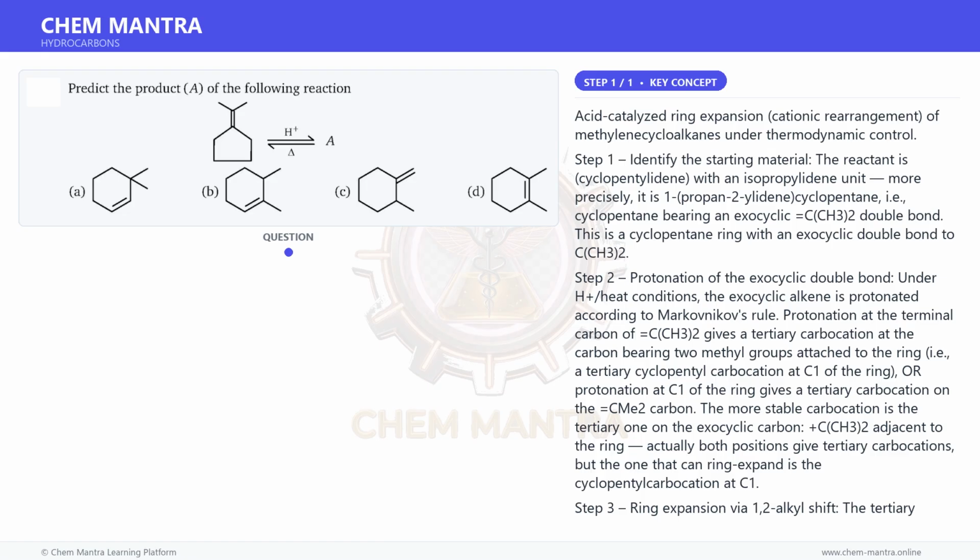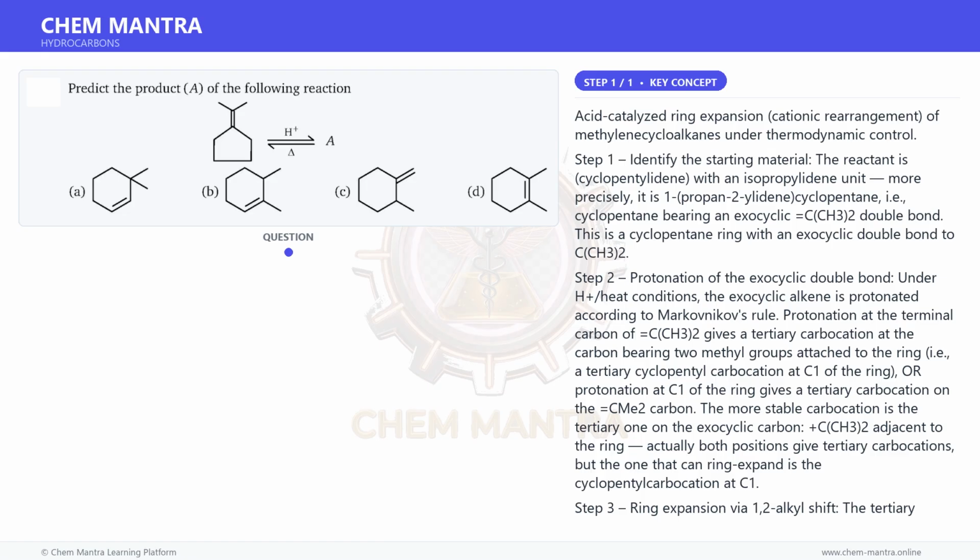Step 2. Protonation of the exocyclic double bond. Under H+ and heat conditions, the exocyclic alkene is protonated according to Markovnikov's rule. Protonation at the terminal carbon of =C(CH3)2 gives a tertiary carbocation at the carbon bearing two methyl groups attached to the ring, i.e., a tertiary cyclopentyl carbocation at C1 of the ring, or protonation at C1 of the ring gives a tertiary carbocation on the =C(CH3)2 carbon.